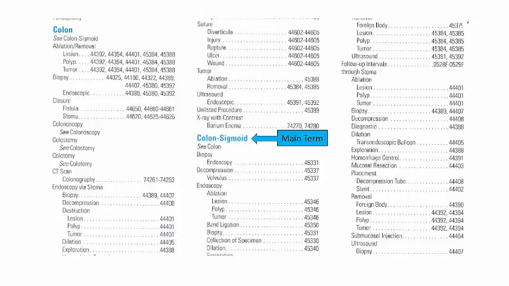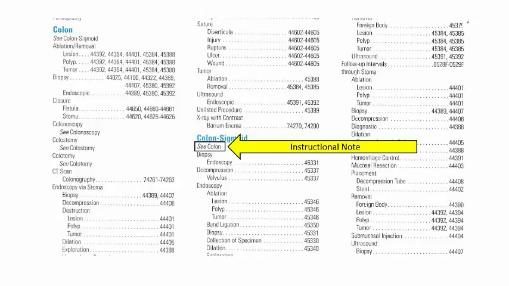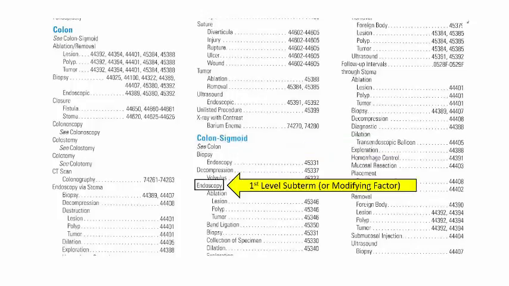So let's see how you can do. So colon sigmoid is a main term. What would be an example of an instructional note underneath colon sigmoid? See colon. What would be an example of a first level subterm under colon sigmoid? Endoscopy would be one example, along with biopsy and decompression.